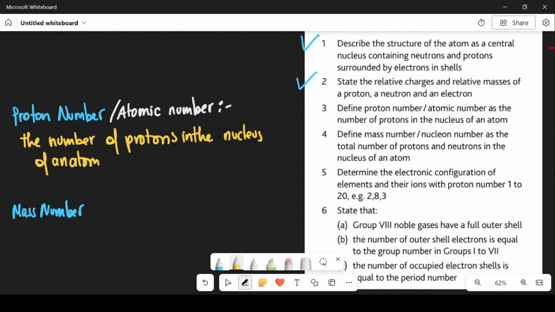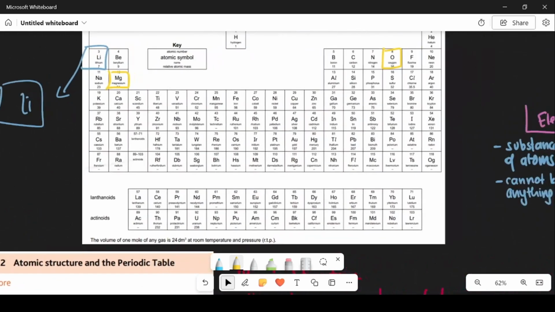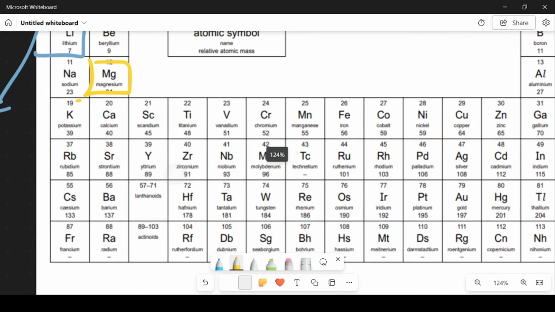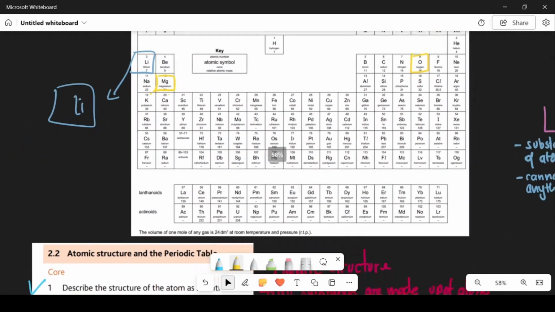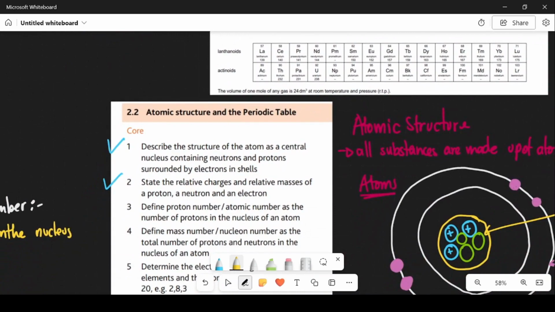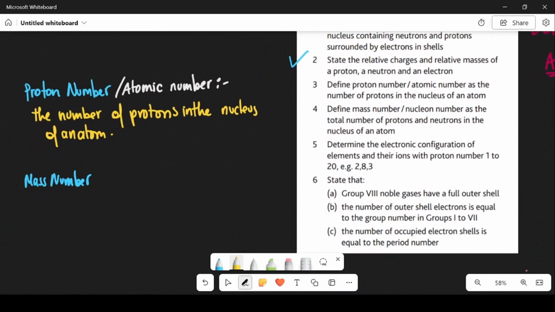Now if I go back to my periodic table over here, we can see clearly all these elements are arranged with the proton number. Here, potassium has 19 protons, calcium has 20 protons. So in the periodic table, the elements are arranged in increasing order of the proton number or atomic number. So mass number, also known as nucleon number, is basically the number. Okay, we'll look into that, no worries.